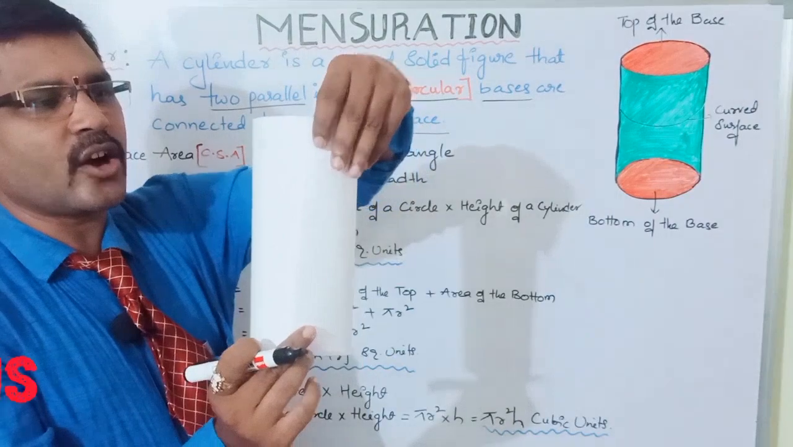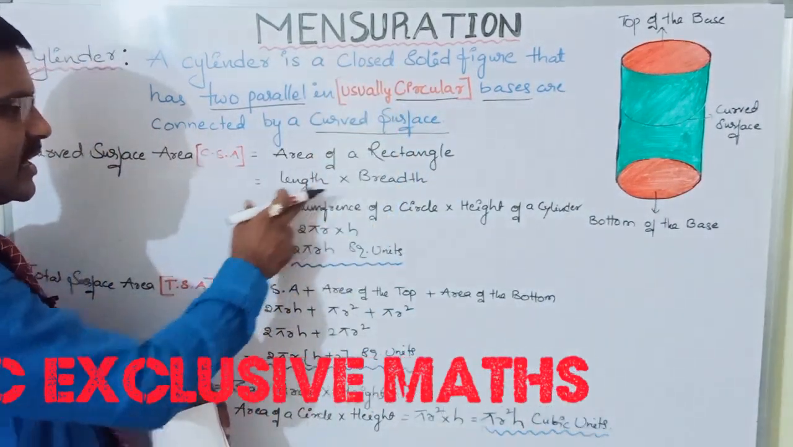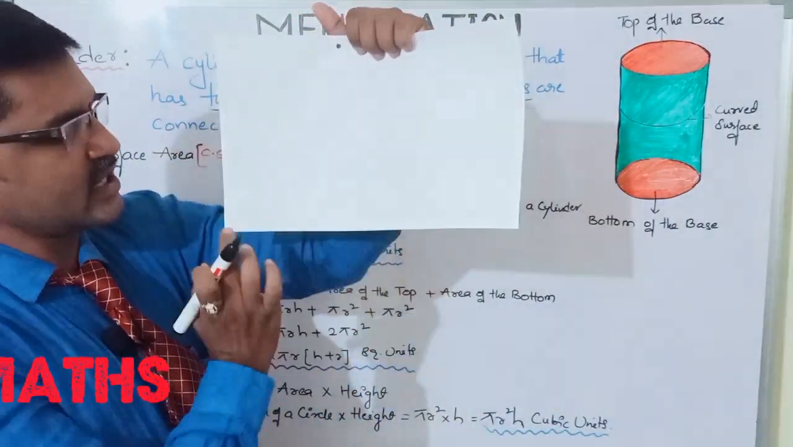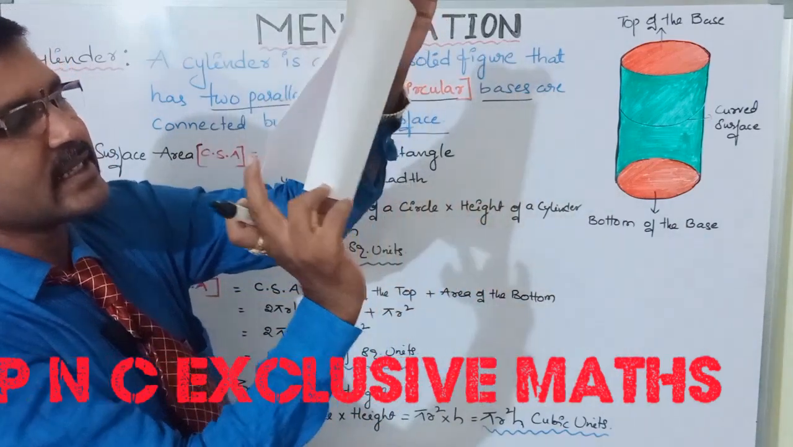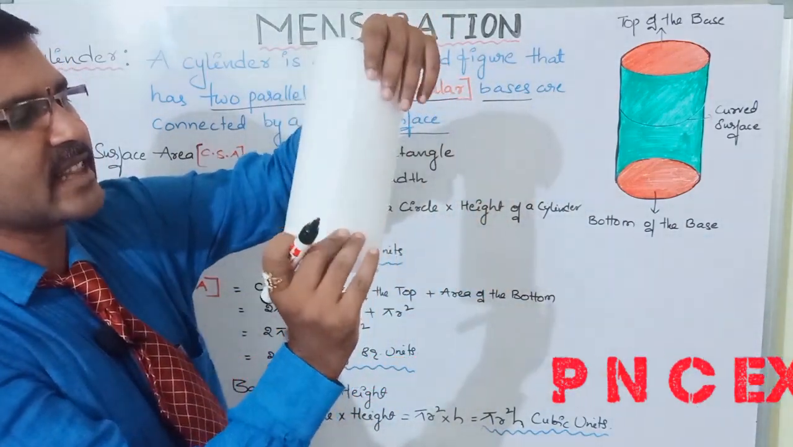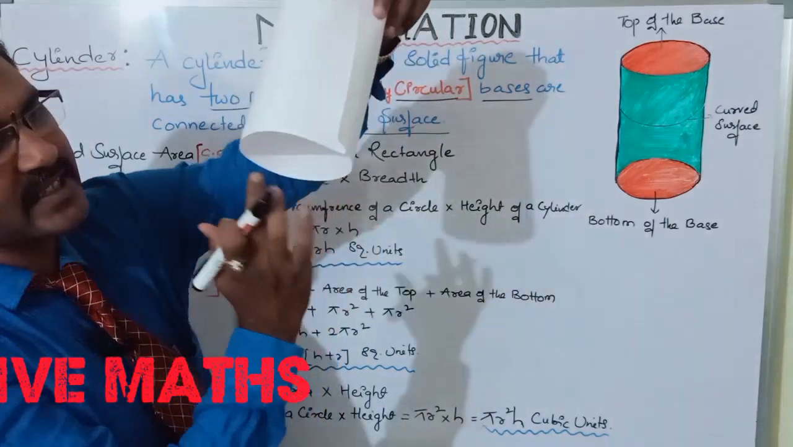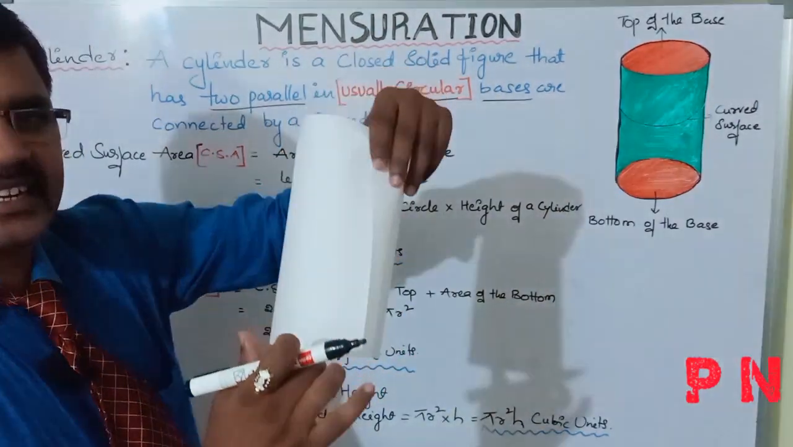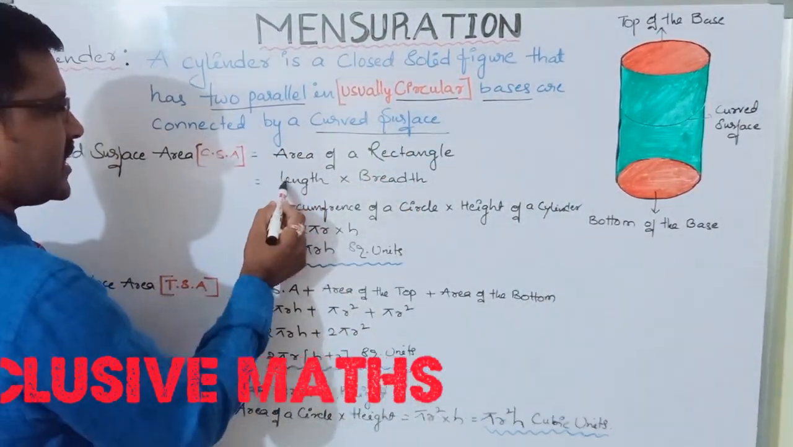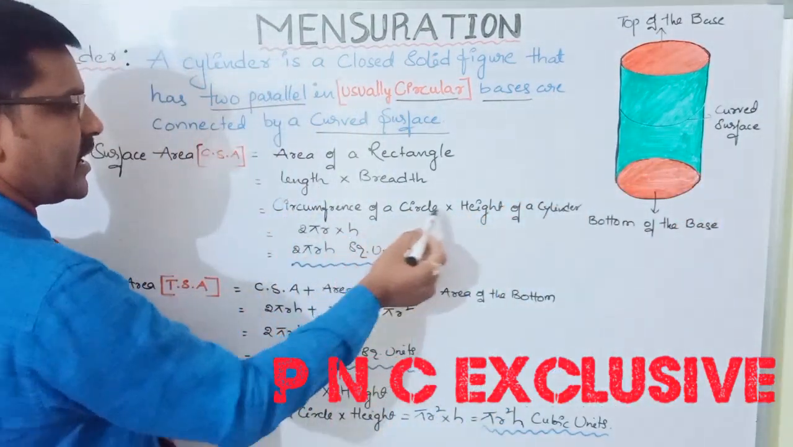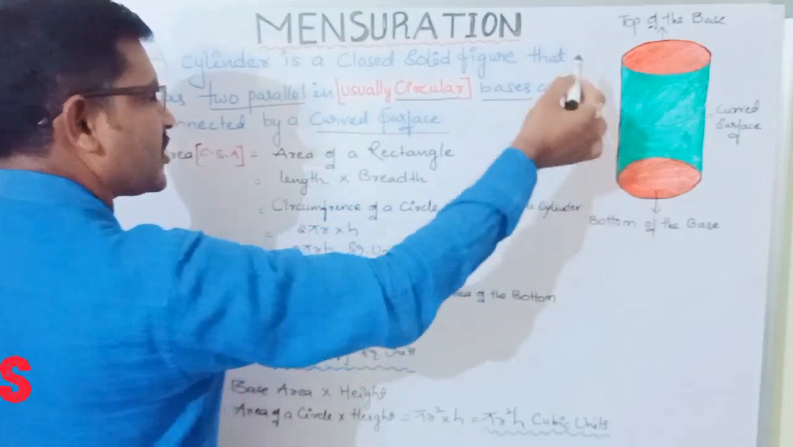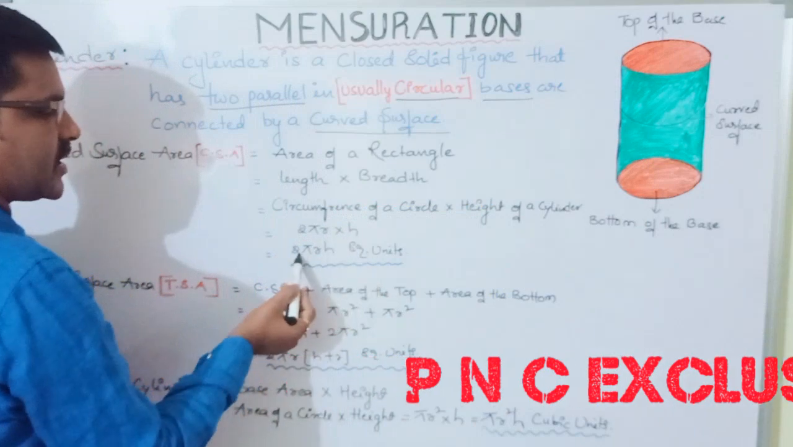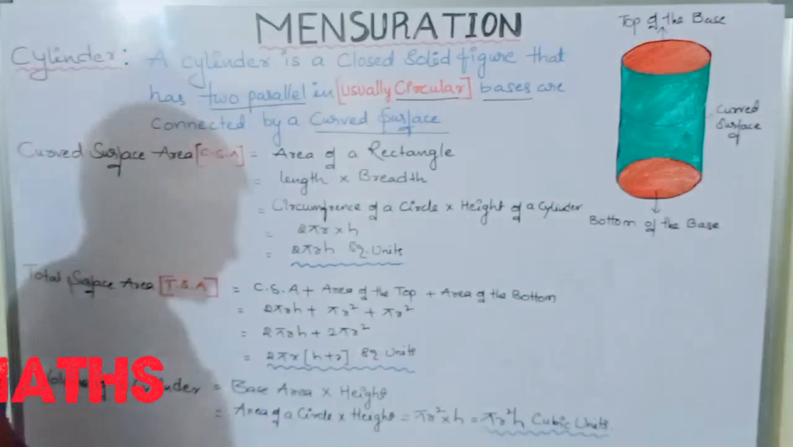The area of a rectangle is nothing but length into breadth. This is the length and this is the breadth. The length of the rectangle is equal to the circumference of a circle, and the breadth of the rectangle is nothing but the height of the cylinder. The circumference of a circle is 2 pi r, so the CSA is 2 pi r h square units.